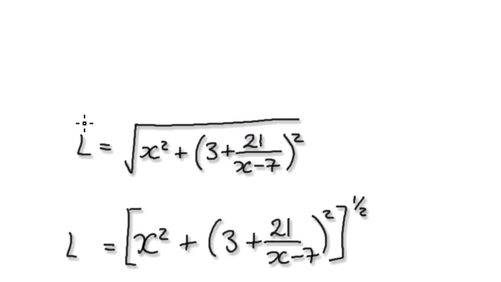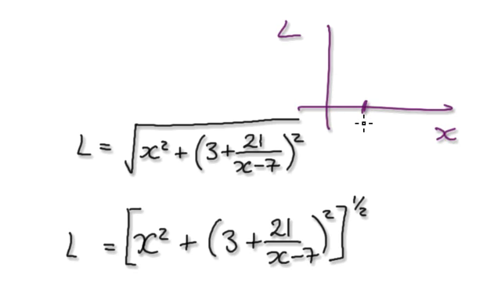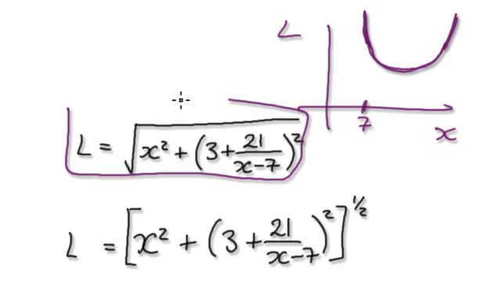So when you look at this here, you've got a graph of L versus x, with the 7 being here. Just to the right of 7, you're going to get something very, very big. And as x gets very, very big, then this thing here is also very, very big. So the point is that when you differentiate this, we can now deduce that it will give us a minimum. Okay, it will give us the minimum length of the ladder.